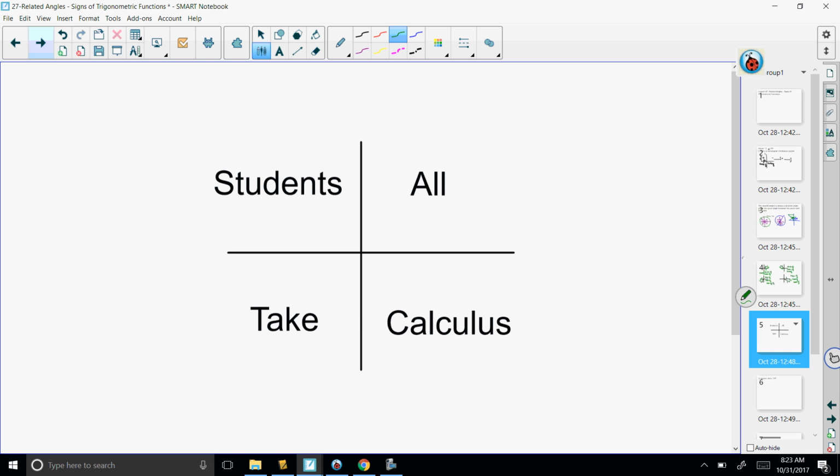So that leads us into something you probably already have on note cards. You probably already have it on your unit circle that we created, right? You still have that unit circle with you.